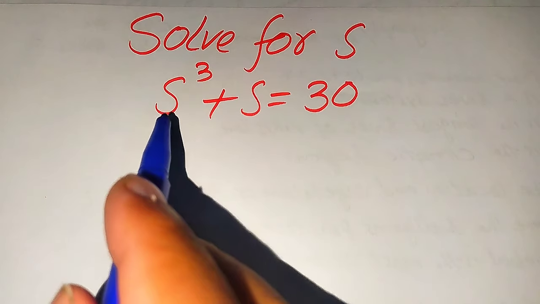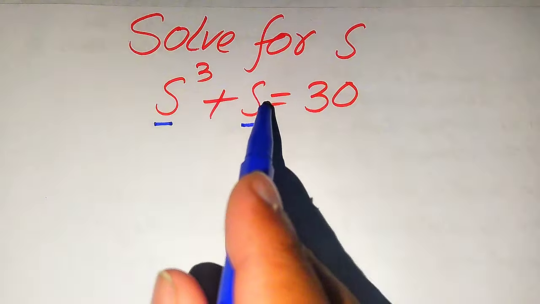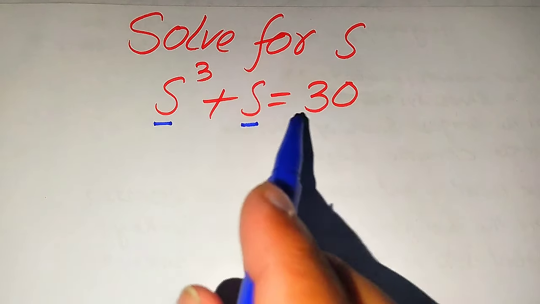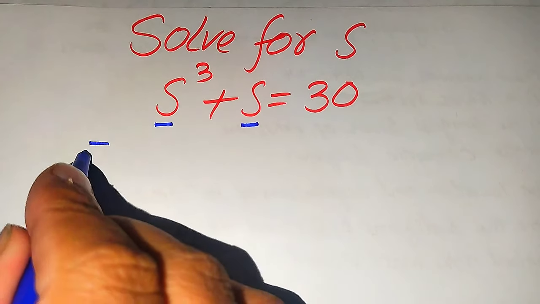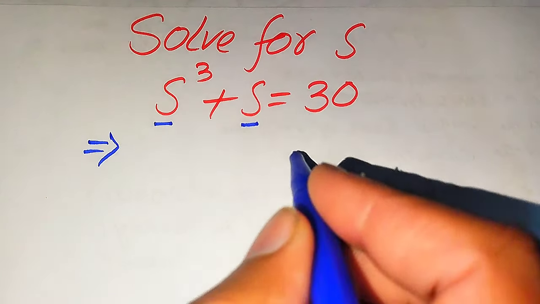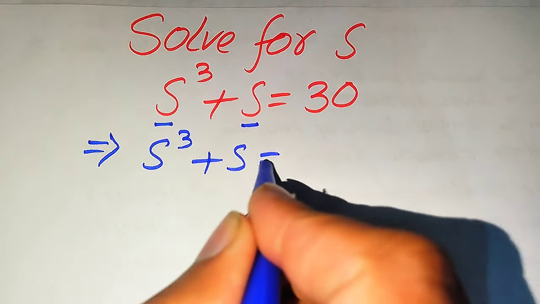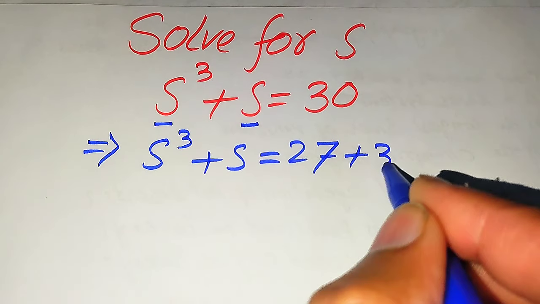For this you focus on the left hand side and you see that one term is a cubic term and one term is of exponent 1. So here we need to make this type of condition on the right hand side. So that's why we need to break our right hand side, or in other words we need to break our 30 in this form. This is 27 plus 3.